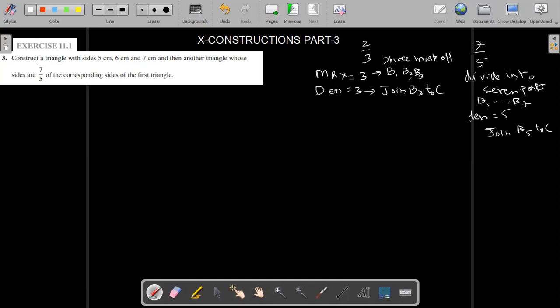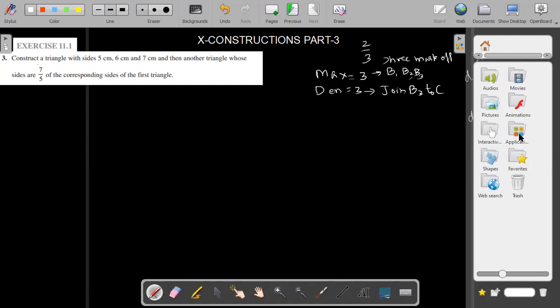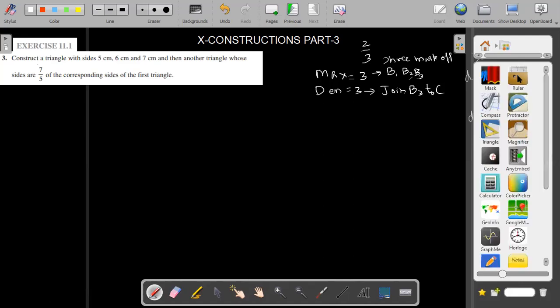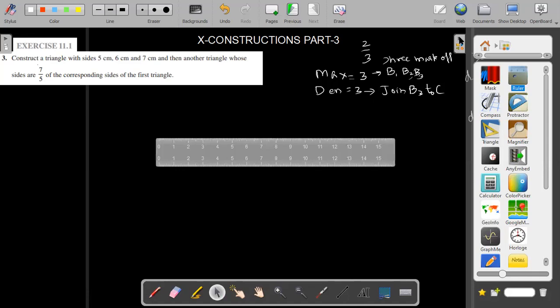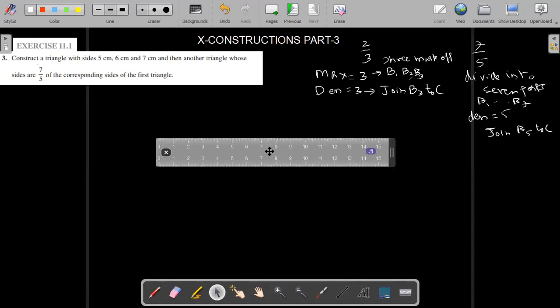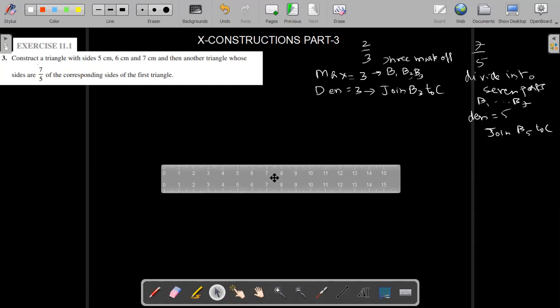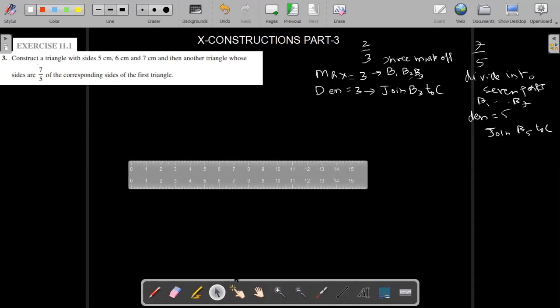Okay, now we have to draw a triangle with lengths 5, 6 and 7 centimeters. So we can take 7 centimeters. The maximum length should be taken as BC. So from 0 to 7 centimeters. This is BC.